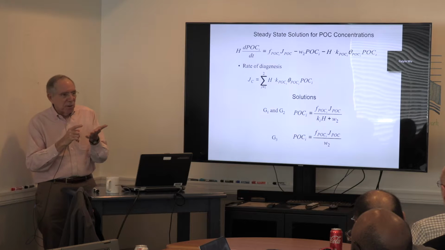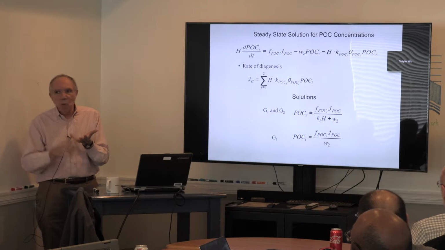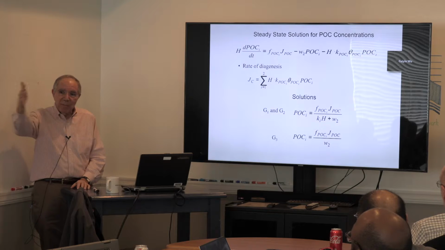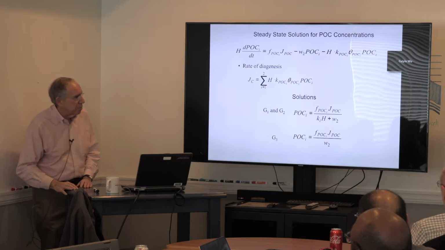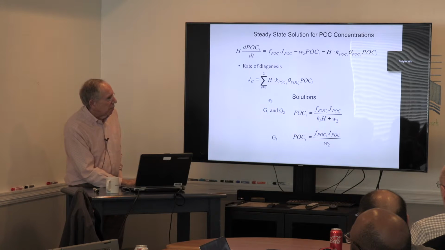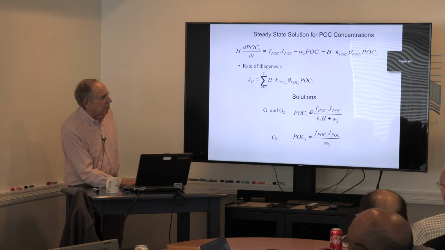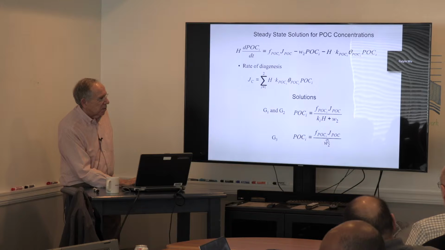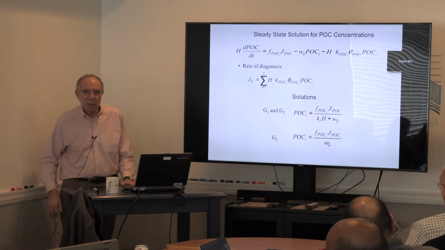Okay, so it's either acids or it's whatever, but it's being mineralized, okay? And then we have to track that mineralization through the reactions. So if you solve the steady state equation for G1 and G2, you end up with the POC for 1 and 2 is the fraction divided by the two loss terms. Either it's buried or it's reacted. And for G3, there is no reaction, so it's all burial. Clear?